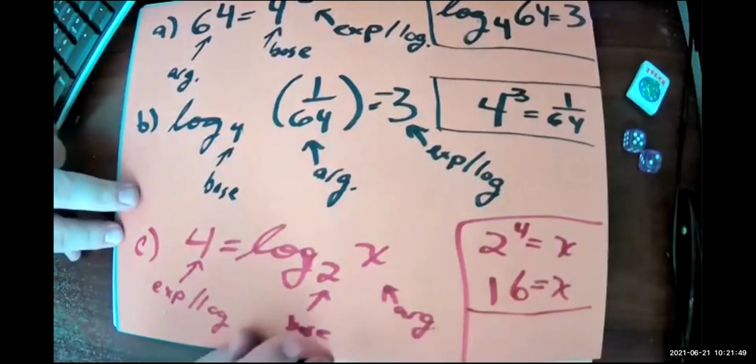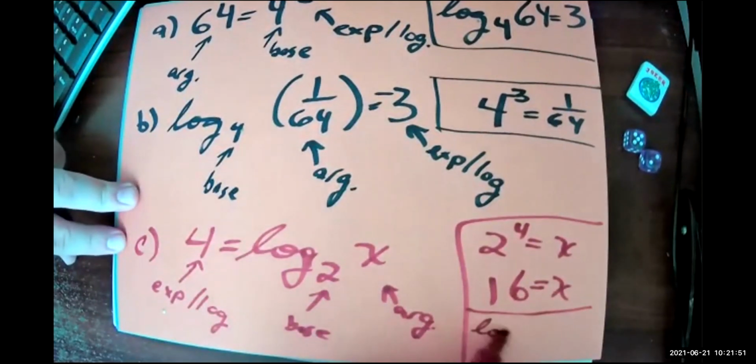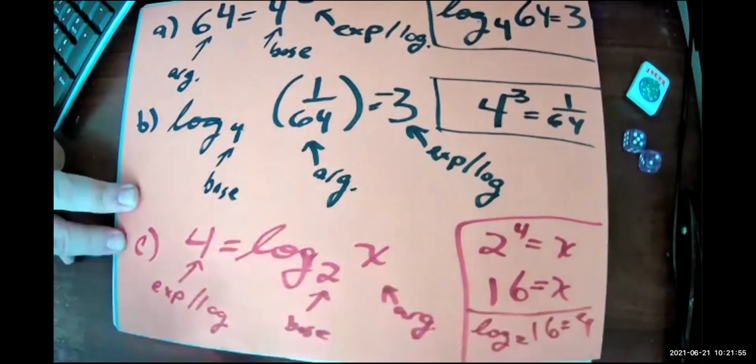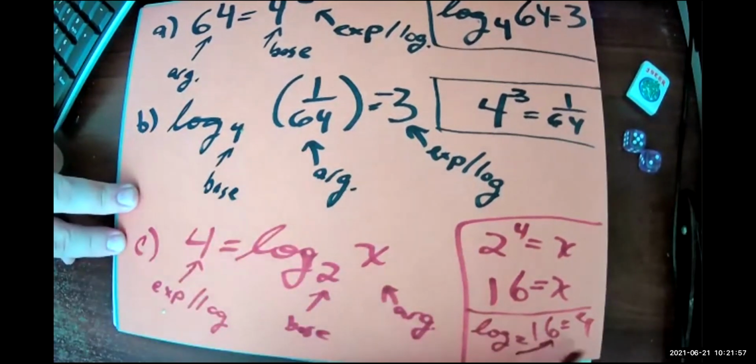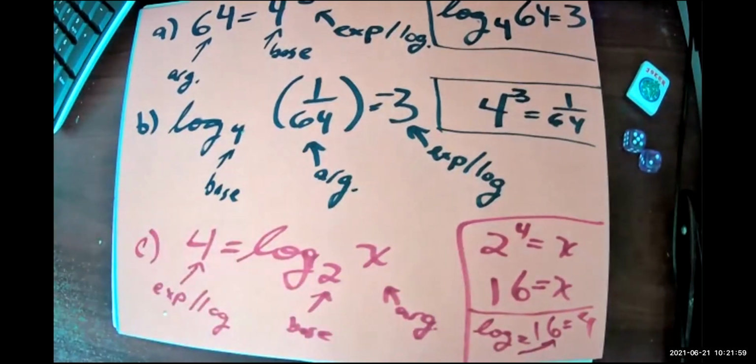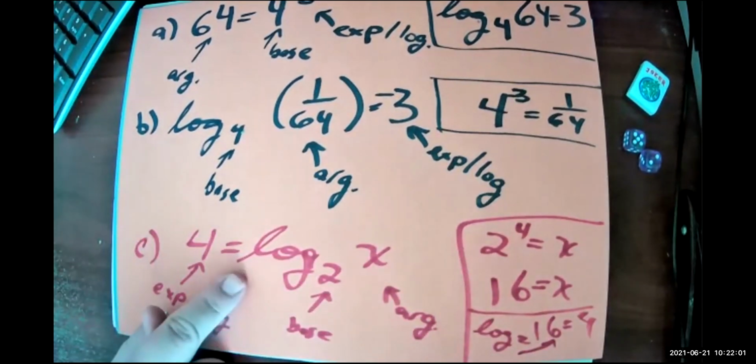Let's see if we write it and it makes sense. The log base 2 of 16 equals 4. Is that true? Is it true that 2 to the what power gives you 16? Yes, 4, right? So that's how we would solve an equation for x that's in logarithmic form.